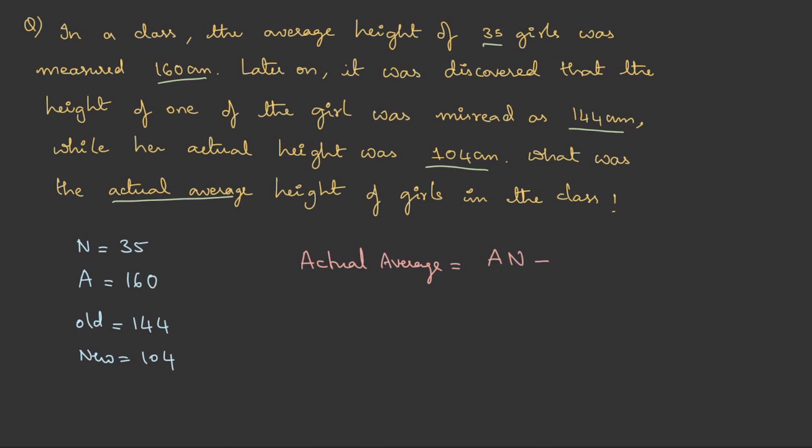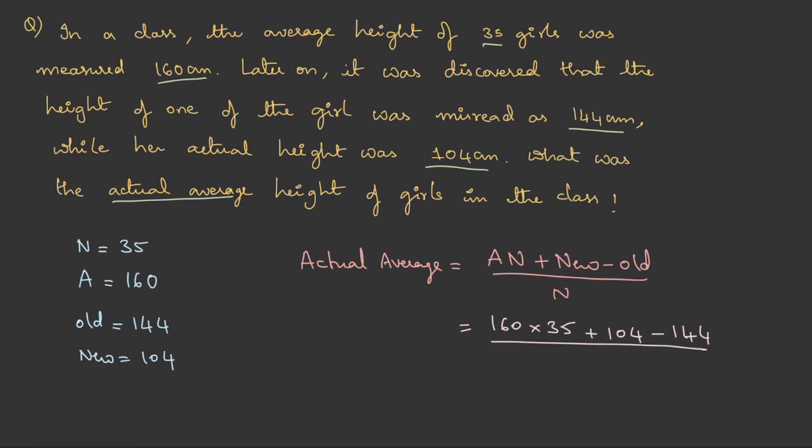A into n plus the new value minus old value upon n. This is 160 into 35 plus the new value 104 minus the old value 144, upon 35. When you calculate this, this turns out to be 158.86 centimeters. This is the new average or the actual average. Let's do one more question.